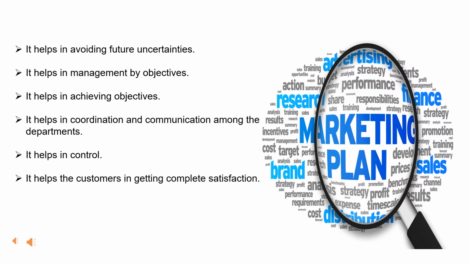We can summarize the importance of marketing planning in the following manner. First, it helps in avoiding future uncertainties. Second, it helps in management by objectives. It helps in achieving objectives. It helps in coordination and communication among the departments. It helps in control. And it helps the customers in getting complete satisfaction.